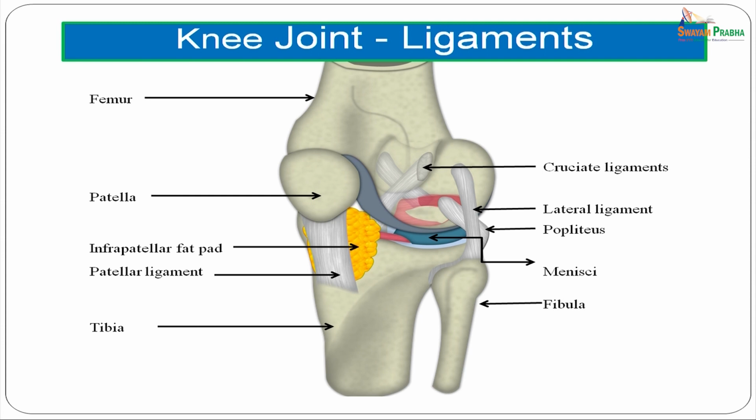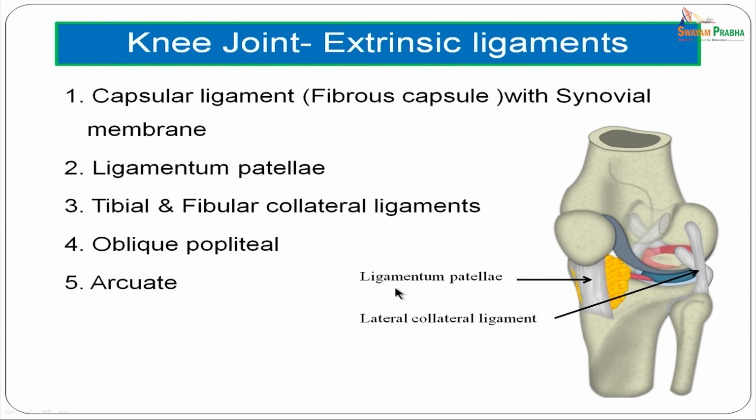If you look closely at this picture, there are two ligaments within the joint capsule. These are the cruciate ligaments which strengthen the joint from the inner aspects, and you can also identify this rim of fibrocartilaginous tissue. These are called menisci, which act as cushions and shock absorbers between the femoral condyles and the tibial condyles. We will have a look at the extrinsic ligaments first.